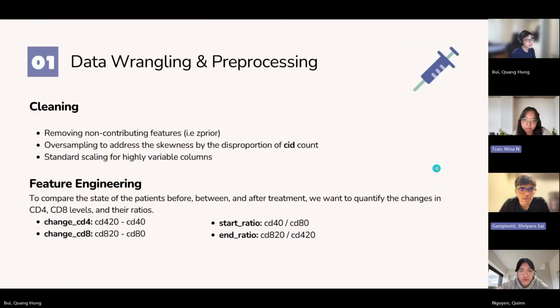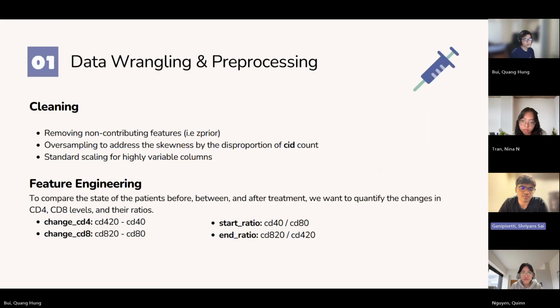So first, let's start with data wrangling and pre-processing. We started by removing non-informative features such as Z prior, which did not give us any useful information. And then we addressed the imbalance in CID using oversampling to reduce the bias. And then we standardized numerical features so that the differences in scale did not affect the analysis.